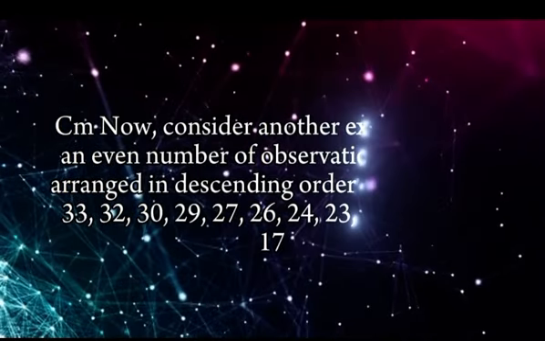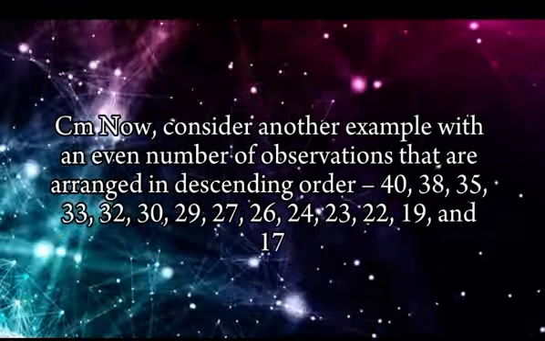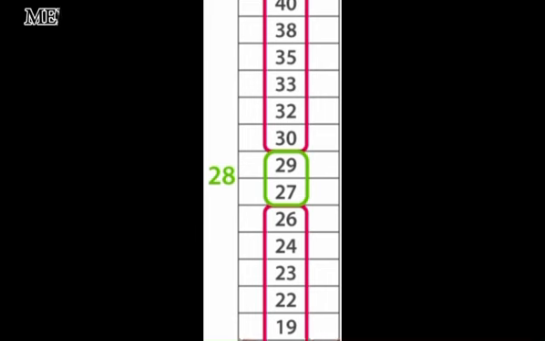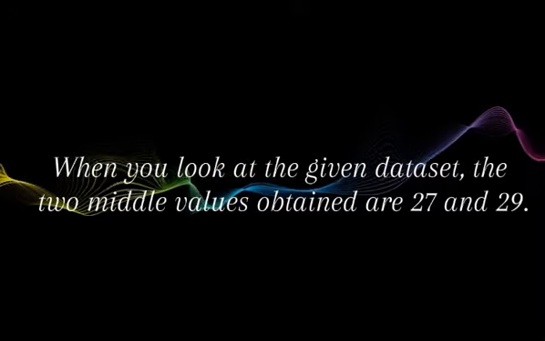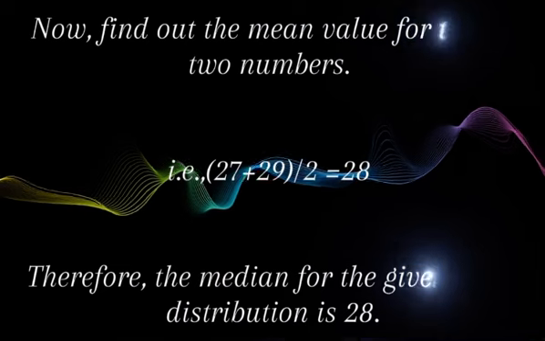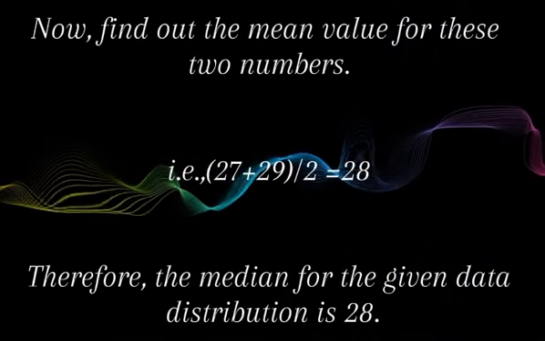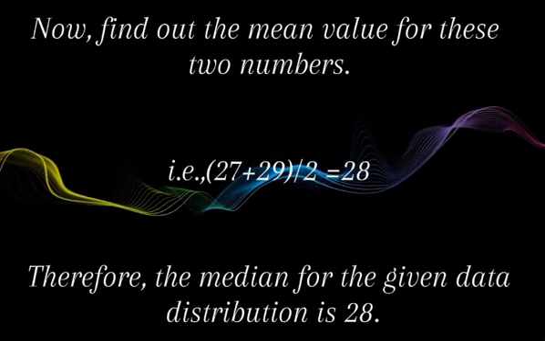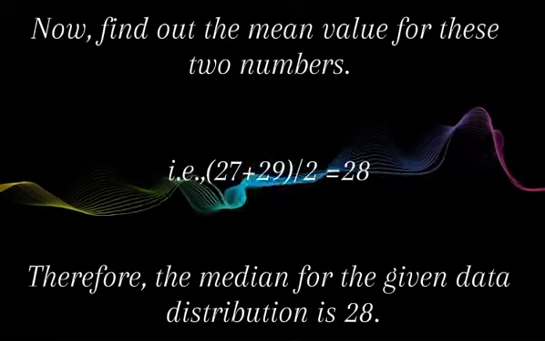Now, consider another example with an even number of observations that are arranged in descending order. This is the table of median given. When you look at the given dataset, the two middle values obtained are 27 and 28. Now, find out the mean value for these two numbers. Therefore, the median for the given data distribution is 28.